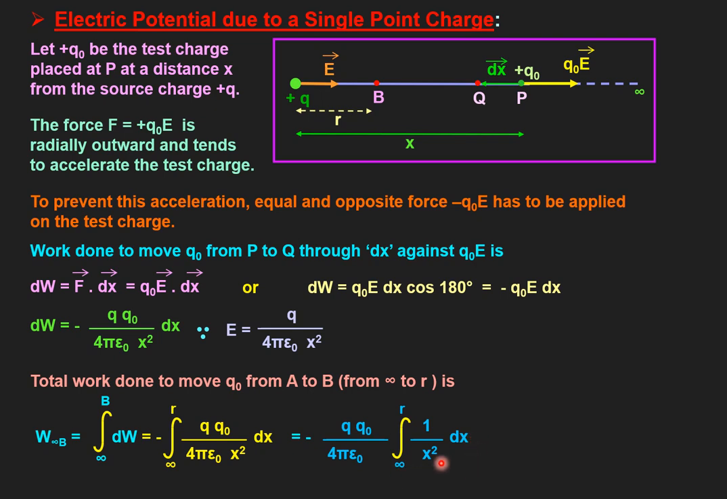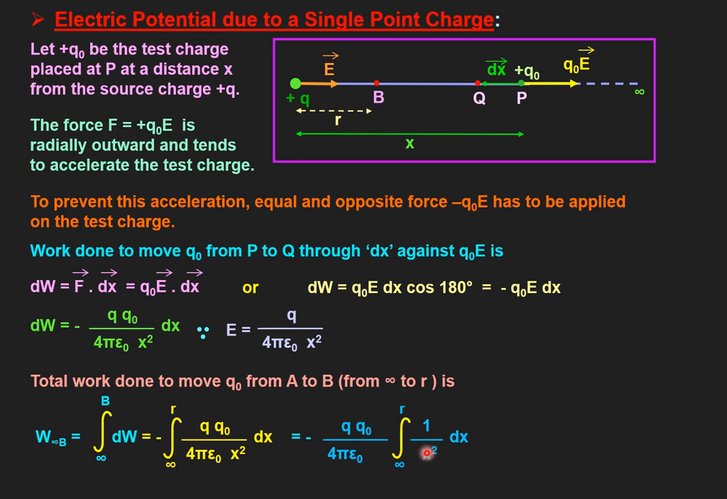So here how much power? x raised to power minus 2. So you add plus 1. So x raised to power minus 2 plus 1 divided by minus 2 plus 1, which is minus 1. So that's why it will be minus 1 divided by x. Then we have to put upper limit minus lower limit in place of this variable x. So here, after solving this integral, the answer will be minus 1 by x.